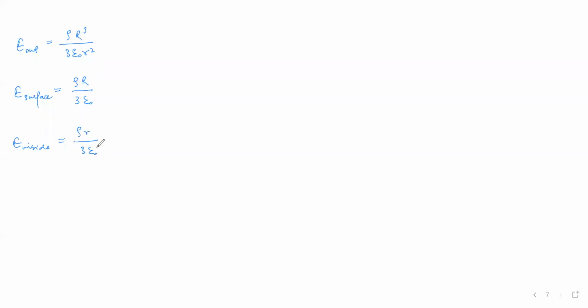Yes, sir. Can you tell me what will be the graph for this E inside? You can look at this equation. Your E is directly proportional to R, so we can say that your graph will be a straight line. For E outside, E is inversely proportional to R square, so it will be a curve, the hyperbolic graph. And E at the surface doesn't depend on R. It is discontinuous at this point. At this point, your graph will be discontinuous.